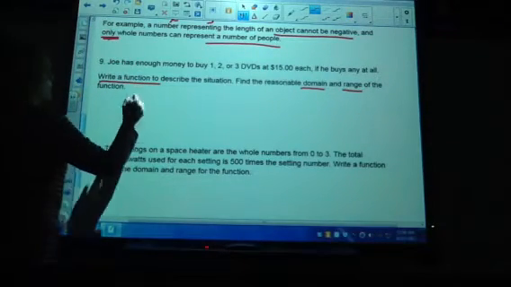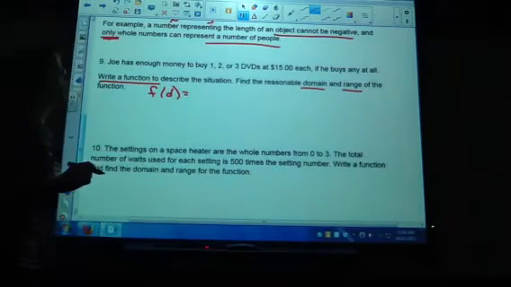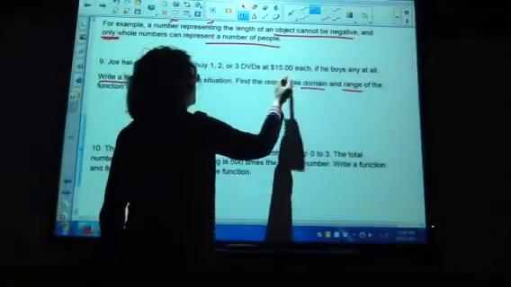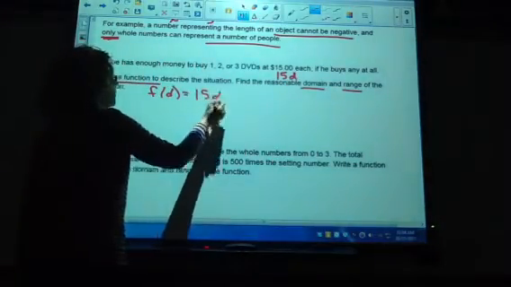Okay, so let's use f of d to represent DVDs, and we need to write the function or the equation. Okay, so it costs $15 for each DVD. So 15d is going to be your function.